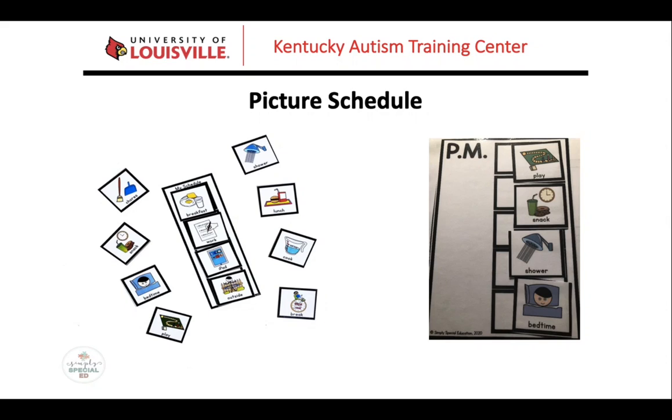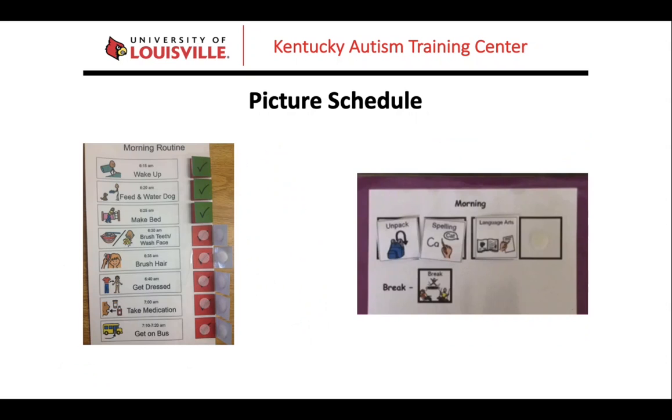For some individuals, they'll simply mark them off. Other individuals might need to remove these and place them in a done bin or envelope. Do what works best for your family. These are 2 other examples of picture schedules.